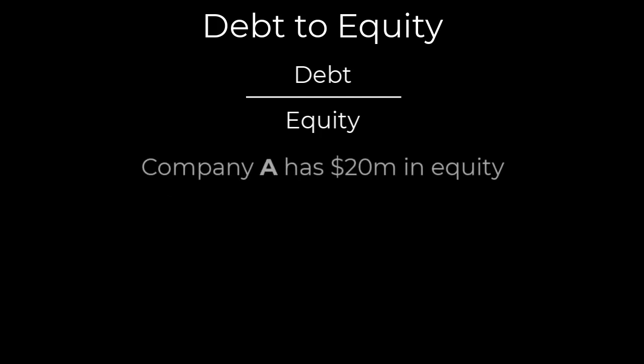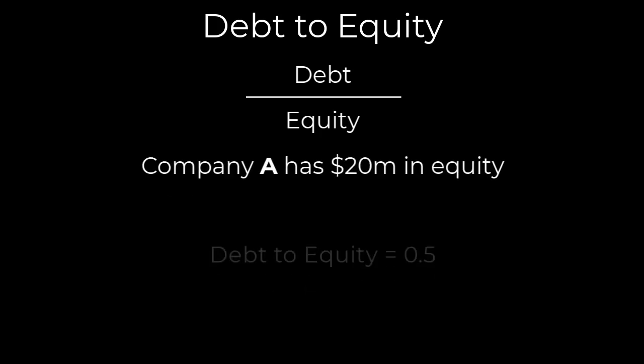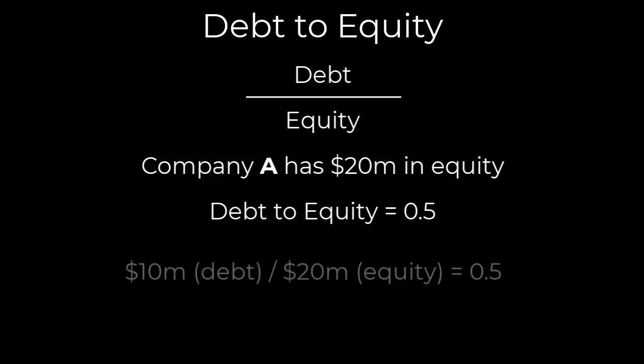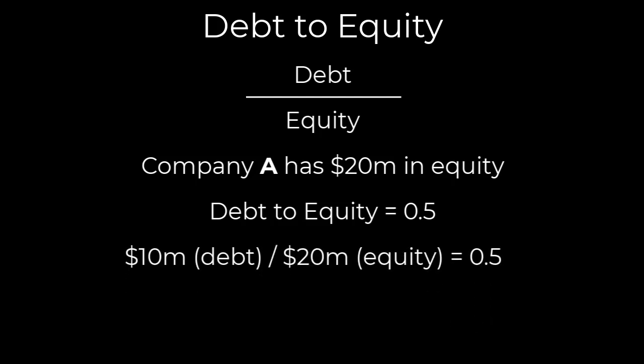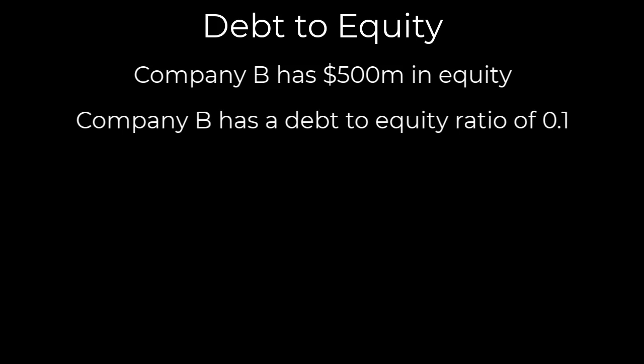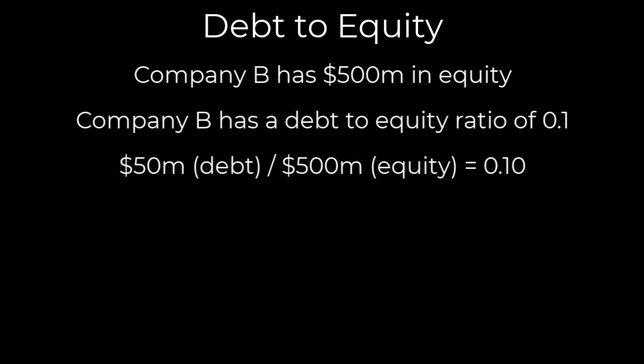A popular ratio is the debt to equity ratio. Here we take a company's debt and divide it by the company's equity. Let's say Company A has 20 million in equity. Company A has a debt to equity ratio of 0.5. 10 million in debt divided by 20 million in equity equals 0.5. Company B has 500 million in equity. Company B has a debt to equity ratio of 0.1. 50 million in debt divided by 500 million in equity equals 0.1.